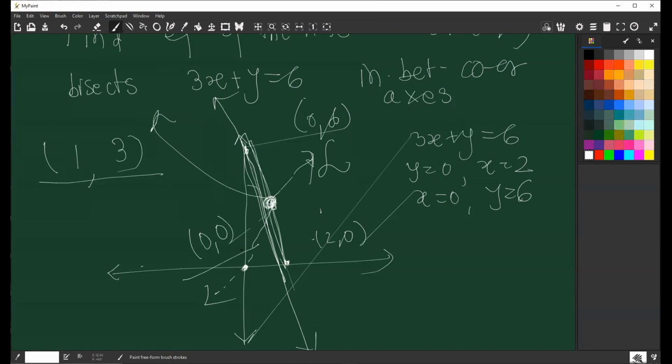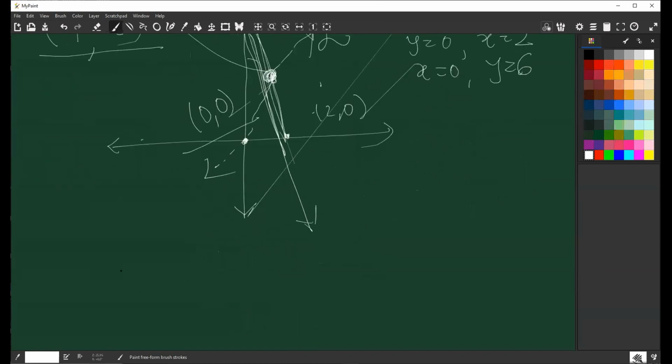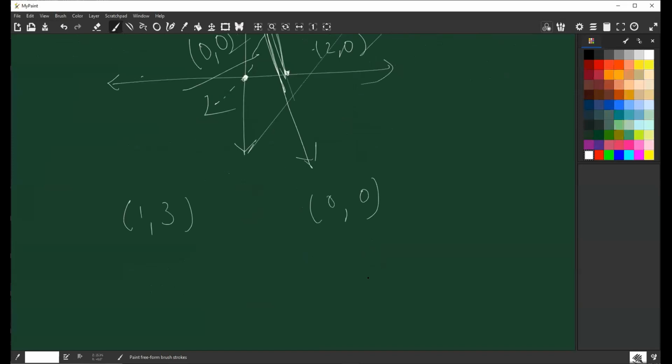So now you have to find the equation of the line passing through 1,3 and 0,0. We only need to find the slope because the line is passing through the origin. Once we get the slope, that's it. So slope is y2 minus y1 upon x2 minus x1. So the slope came to 3. So the equation of the line is y is equal to 3x. Everybody clear? Yes, that's the right answer. y is equal to 3x.